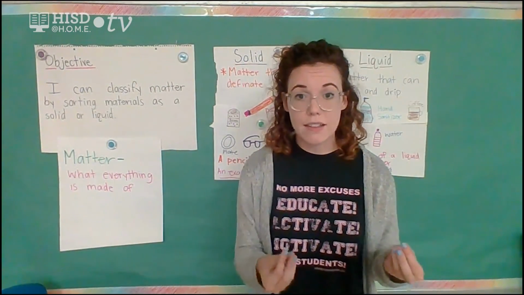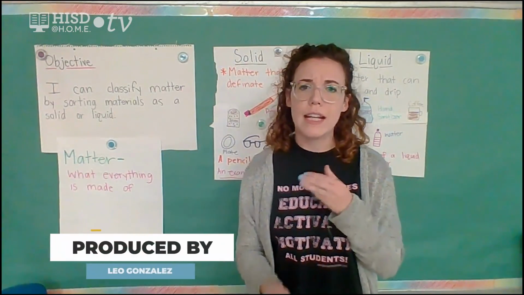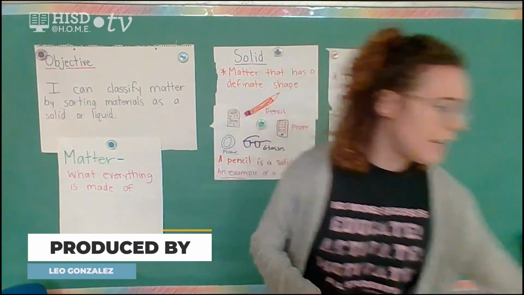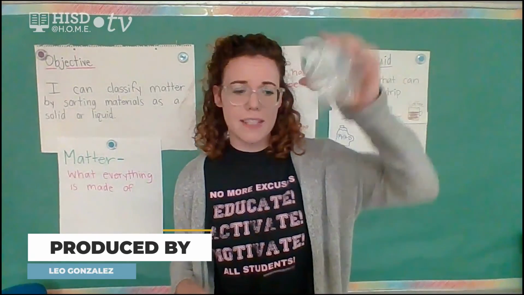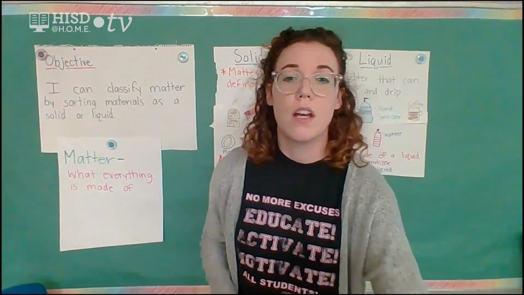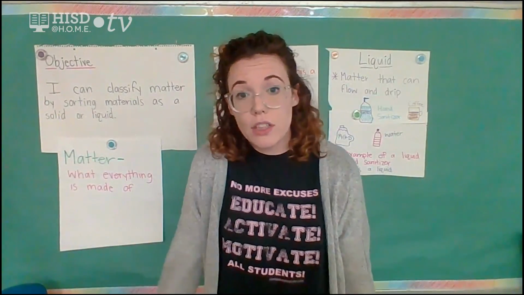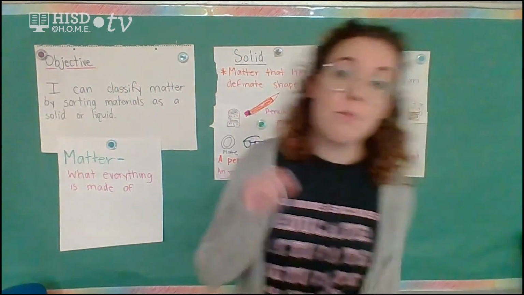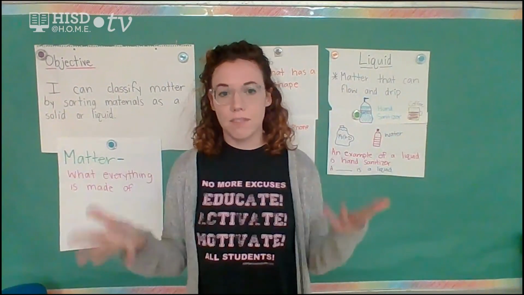We can still see it, we still know it's there, but it flows and it takes the shape of its container. This water takes the shape of its container. If I were to pour it into a cup, it would become that shape. If I were to pour it on the ground, it would be a puddle on the ground. So it doesn't have the same shape, but we can see it and it flows.